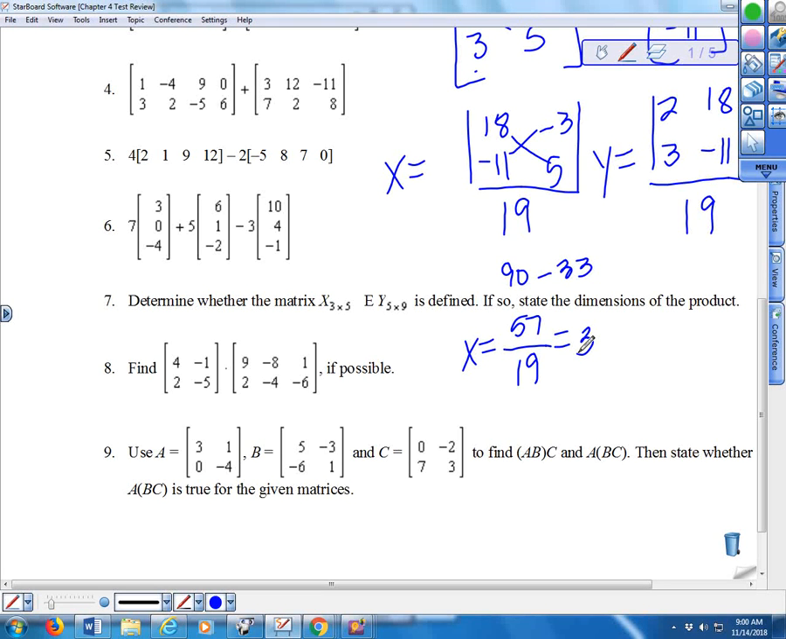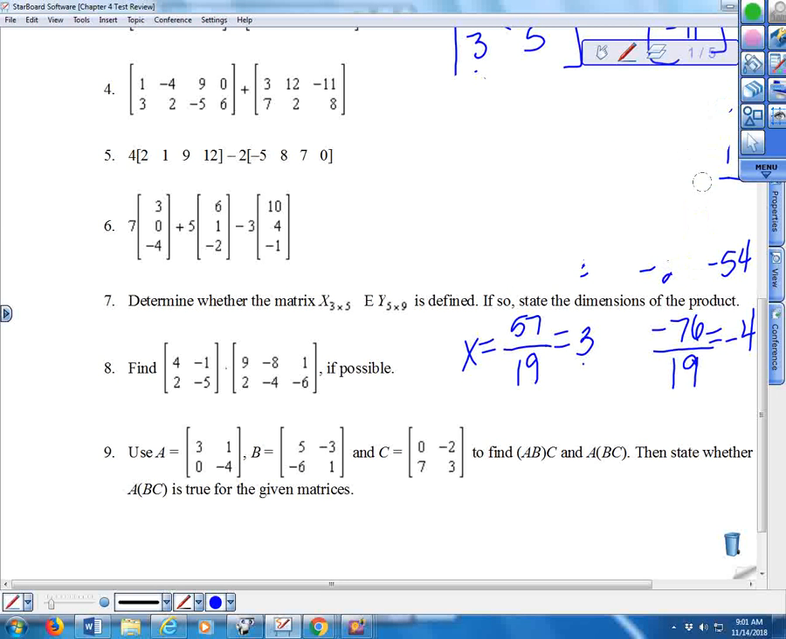Here I have negative 22 minus 18 times 3, 54. 22 and 54 is 76, which is negative 4. Okay, so using Cramer's rule, I found x to be 3, y to be negative 4. Okay, now let's try it the inverse method. Practice both methods here.